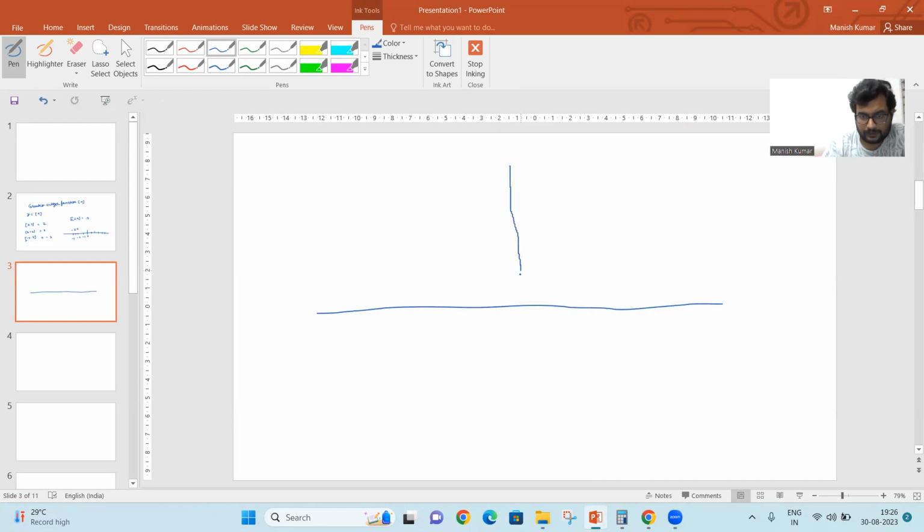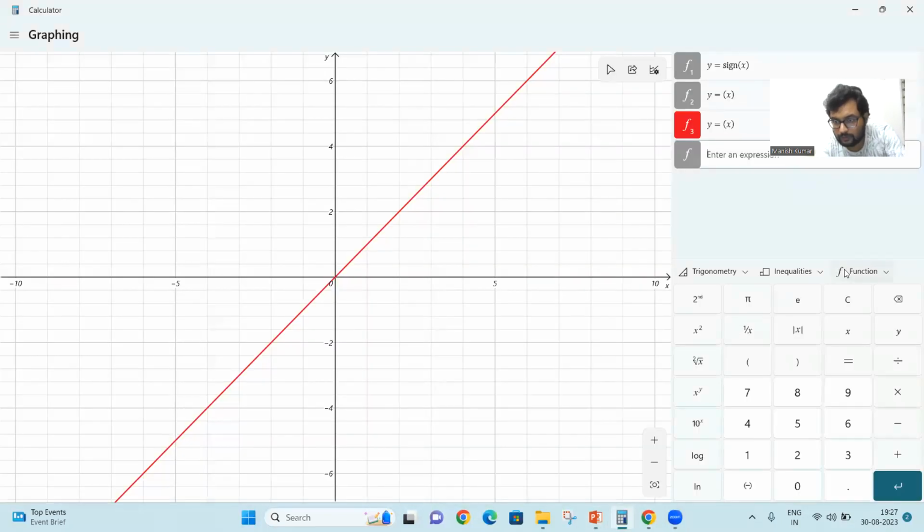This is the x-axis. This is the y-axis. Whatever the value from this point, whatever the value till this point, like this, and similar for this in the negative. Okay, I am plotting it.